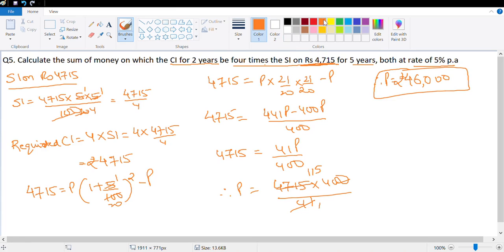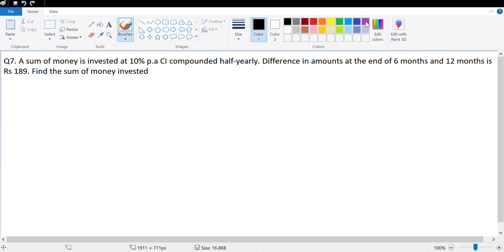A slightly longish question. First, we figured out the simple interest. Then we figured out the required compound interest. And from the compound interest, we figured out the principal. Next one. Next one is question number 7.